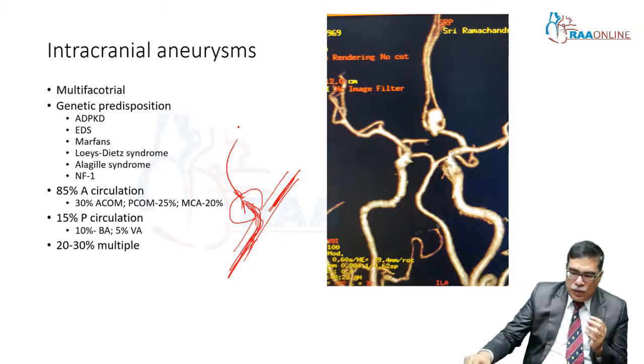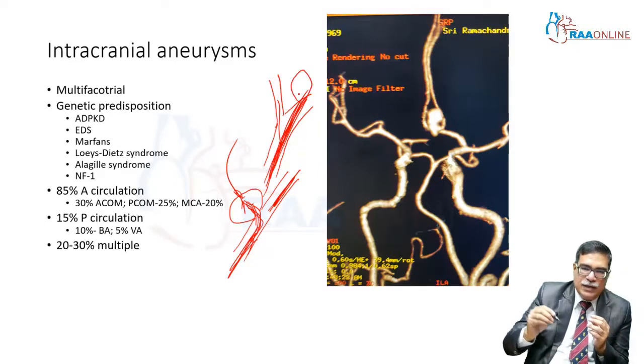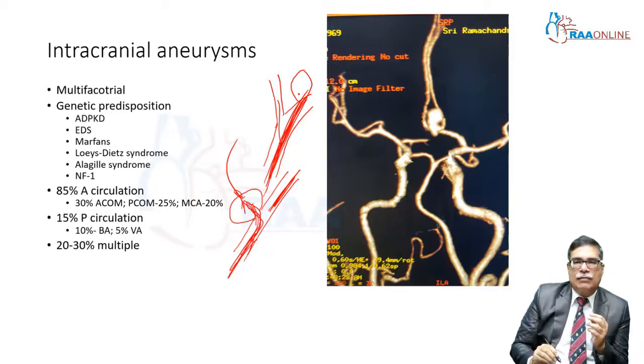The rupture happens at branching sites. Supposing the big vessel goes like this and there is a branching point. The blood flow becomes turbulent at the branching areas, and in areas where the blood hits, in some patients who are predisposed, aneurysms can form. So that is something to be kept in mind.